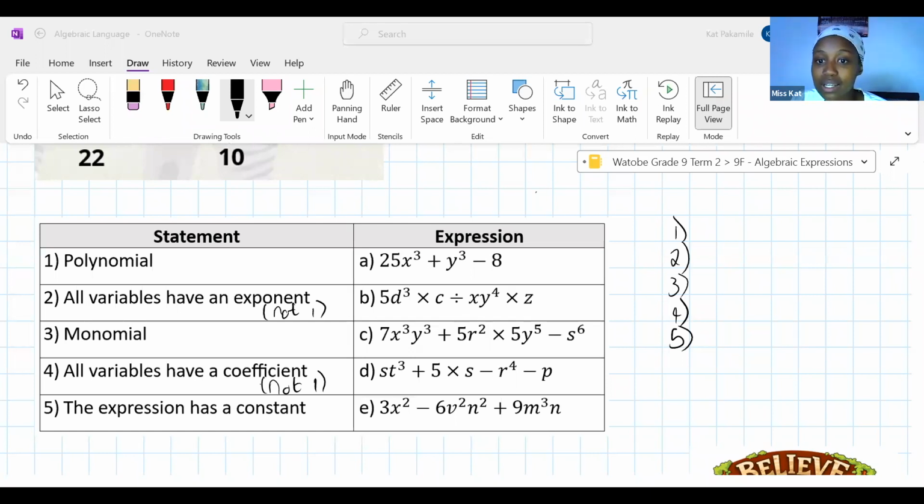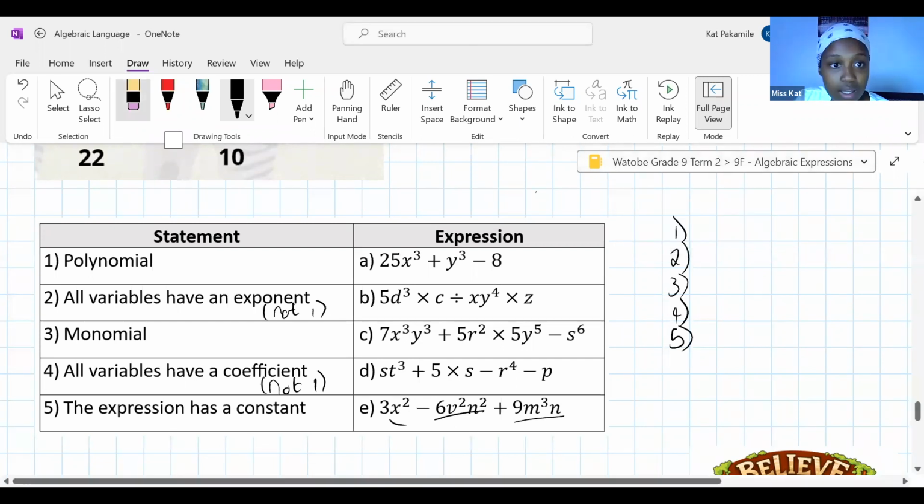Let's see. The expression has a constant. Ma'am, the expression has a constant for E. Yes, ma'am. No, look carefully, Chichi. There's no constants in E. They all have variables. Do you see that? Yes, ma'am. So that cannot be E.